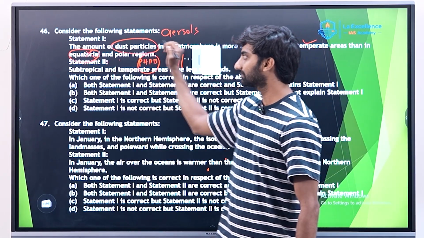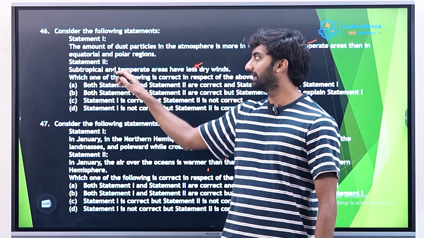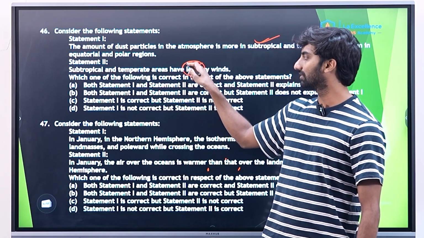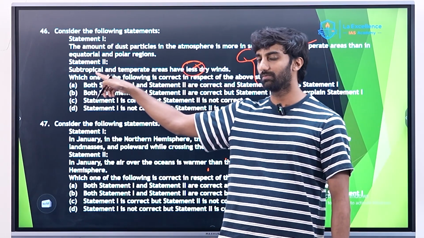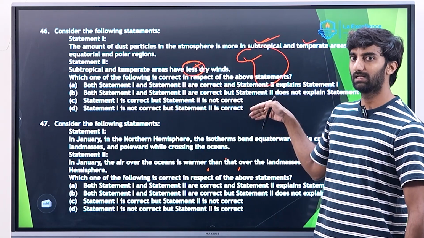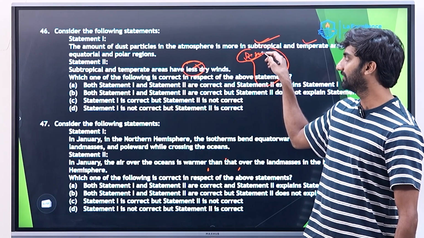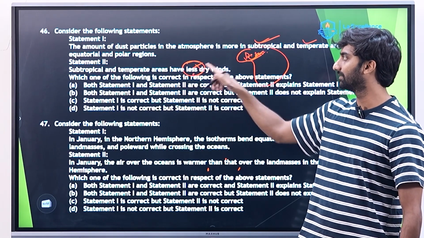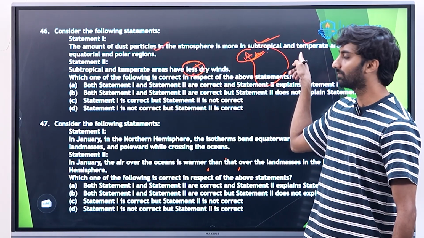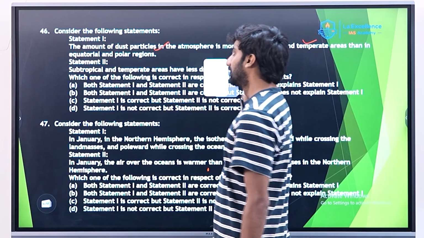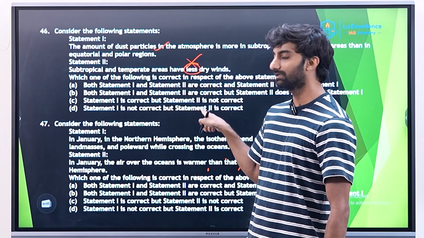The first statement is true. Second, subtropical and temperate areas have less dry winds. This is not correct. In the subtropical and temperate regions, we find a high amount of dry winds. We know most of the deserts across the world, hot deserts, are found in subtropical regions: Sahara Desert, Thar Desert, Rub' al Khali Desert, all different deserts across the globe. If a desert is there, dust will be there, and the air will be very dry, so a high percentage of dry winds will be there. This dust goes into the upper layers of the atmosphere, and that is how we find more dust in the subtropical and temperate regions. So the first statement is true, and the second statement, less dry winds, is not true. So the answer would be 1 is correct, 2 is incorrect.